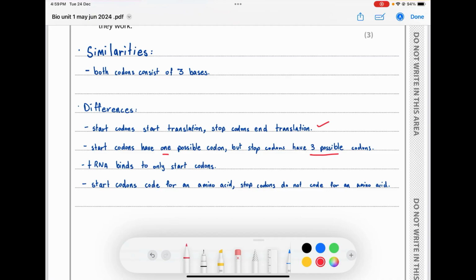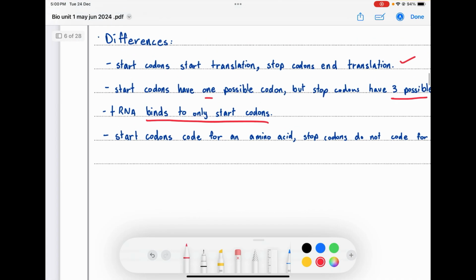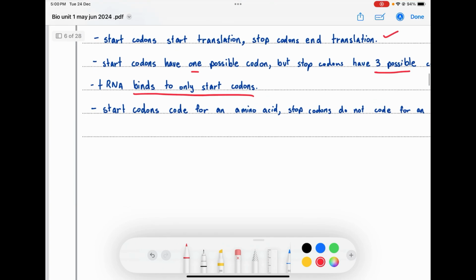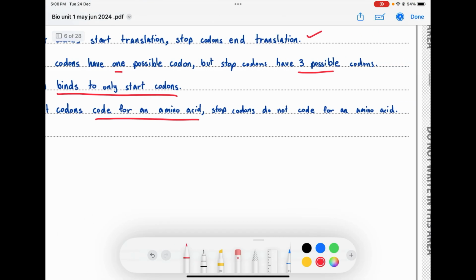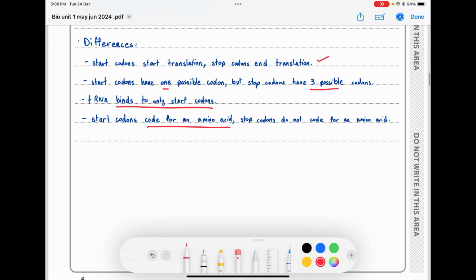tRNA binds to only start codons. So the tRNA molecule binds only to start codons. That's another difference. And finally, start codons code for an amino acid, whereas stop codons do not code for an amino acid. Those were the differences.